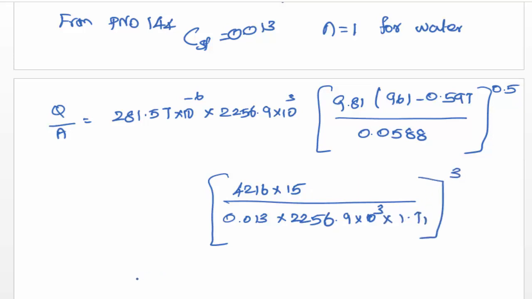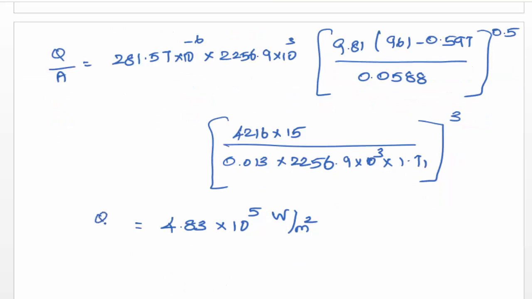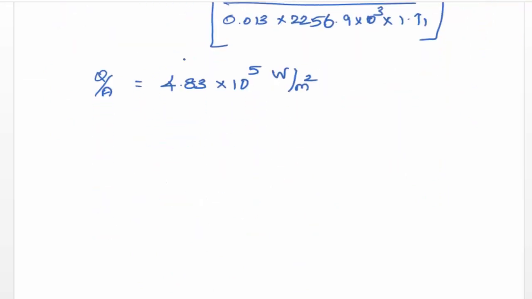So from this you can find out the value of Q by A. So Q by A is nothing but 4.83 into 10 to the power 5 watt per meter squared. Okay, now you have the Q by A value. So find out the value of area and substitute in this equation. You can find out the heat transfer value exactly.